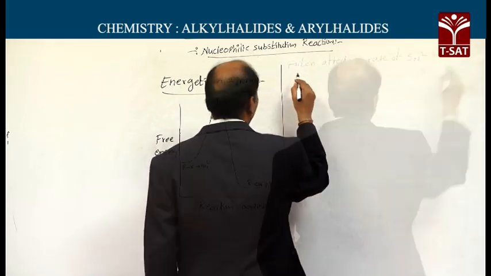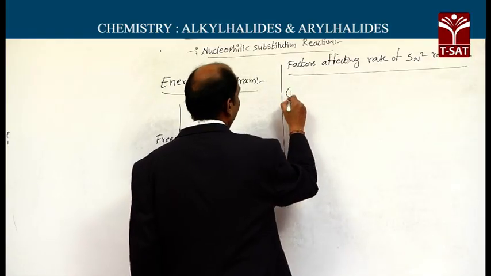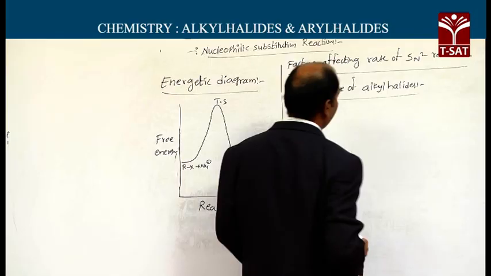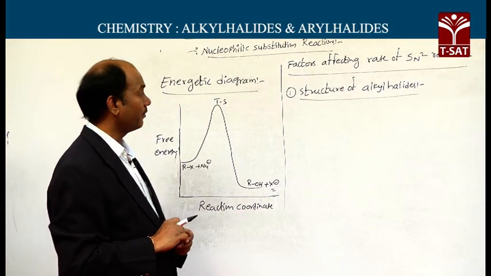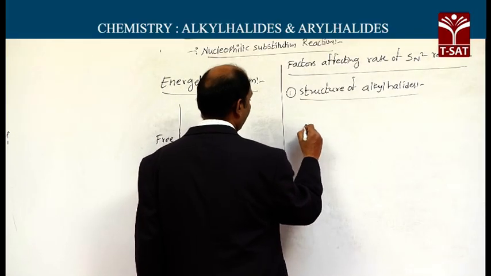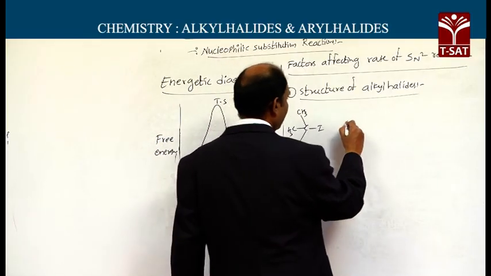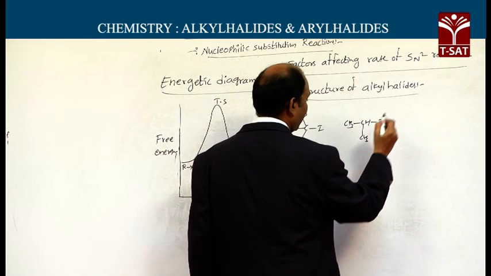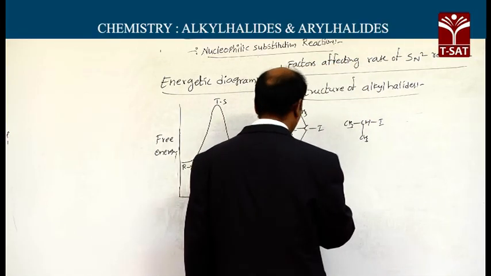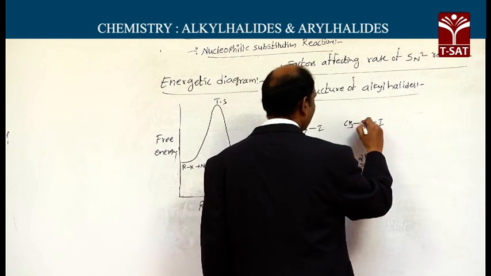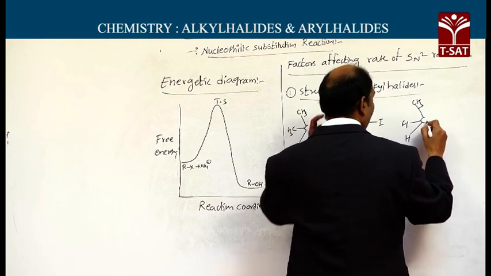Now let us discuss which factors affect the rate of SN2 reaction. First of all, the structure of alkyl halide. How does the structure of alkyl halide affect the rate of SN2 reaction? In SN2 reaction, the nucleophile attacks from the back side of the leaving group. Here, if you take tertiary: CH3, CH3, CH3, and I. Next, CH3, CH, CH3, and I. Here, this is a tertiary alkyl halide, this is a secondary alkyl halide, with a hydrogen. And here we have a primary alkyl halide: CH3, H, H, and I.